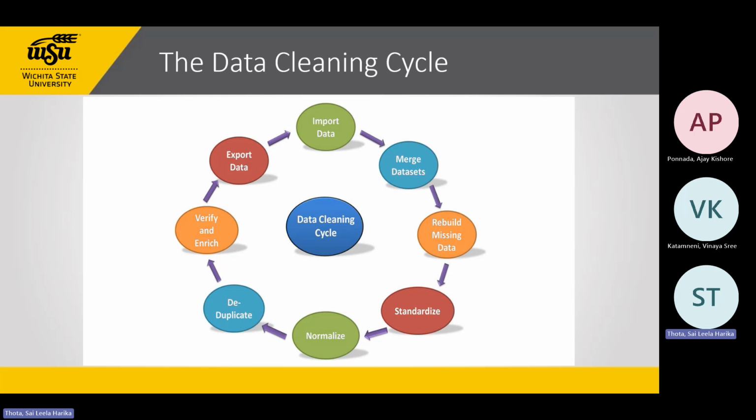For example, as I said before, if you need any more data for further processing, you will consider those data sets and merge them with the existing data. So it comes under merging data sets. And rebuild missing data. So you got the data set, and in the columns there are some missing values, like there are a lot of missing values, or there are only like 5 to 10 missing values. So you need to deal with those missing values.